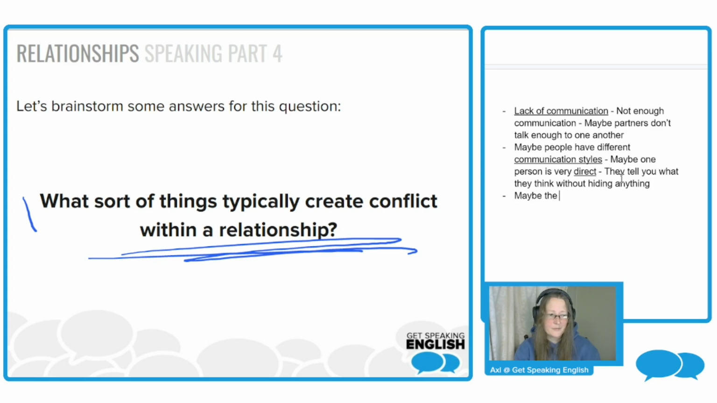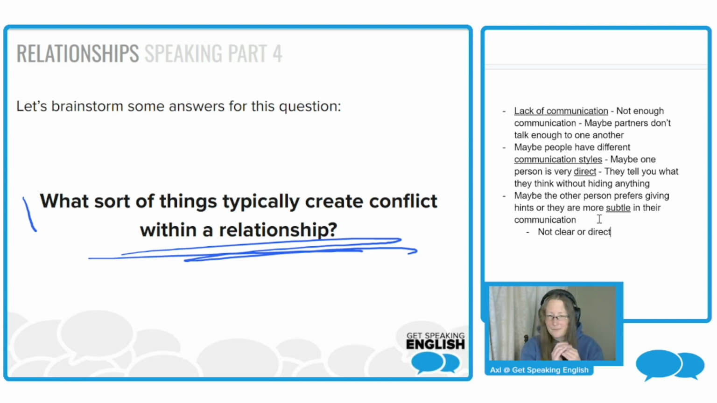Whereas maybe the other person prefers giving hints, or they're more subtle in their communication. So if something is subtle, that means that it's not clear or direct, right? They're not very loud, it's not noticeable. So you have to listen more in order to figure out what they want, right? So some people are just like that, right? Which can maybe create some problems sometimes, right?